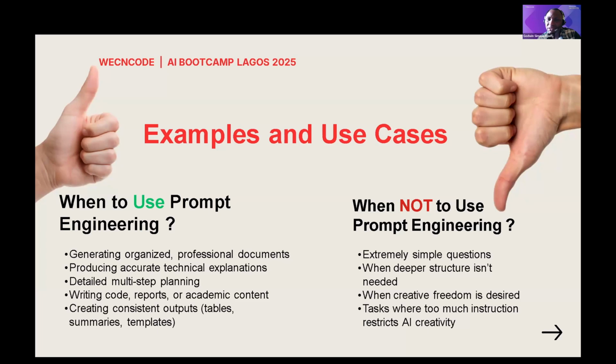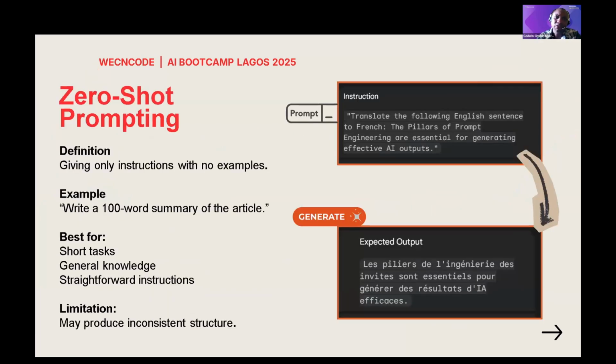When creative freedom is desired, or tasks where too much instruction is needed. If you have a task where so much instruction is needed, prompt engineering will not be good for such tasks. So you will not need to use prompt engineering at this stage. We go to different types of prompts that we could use.